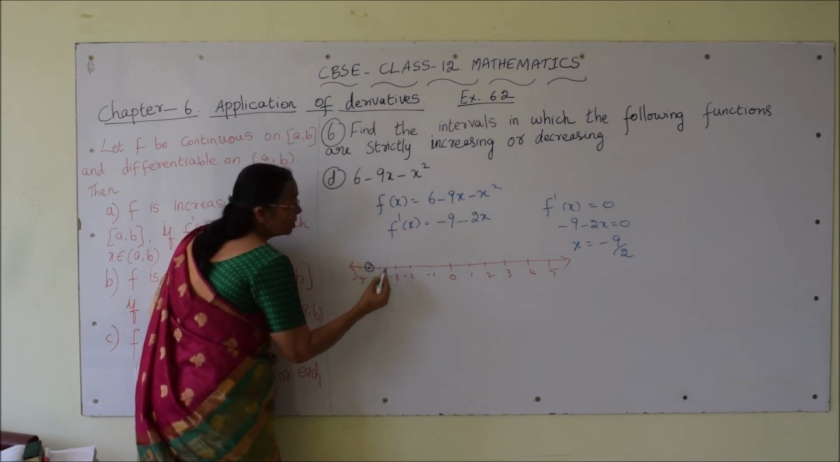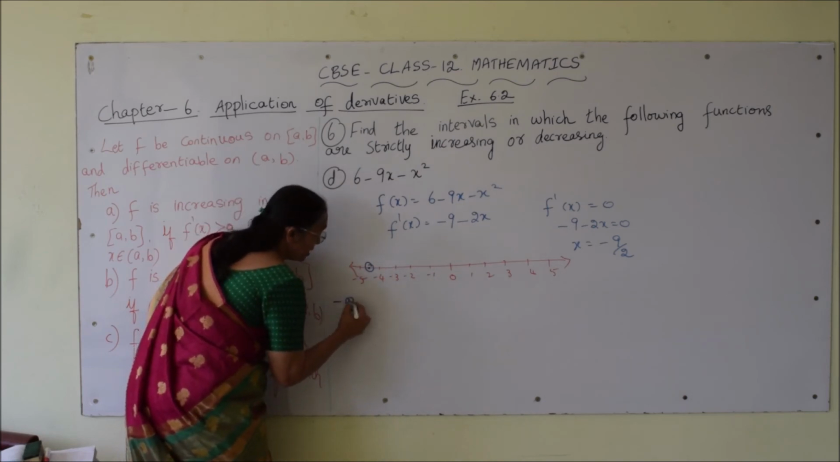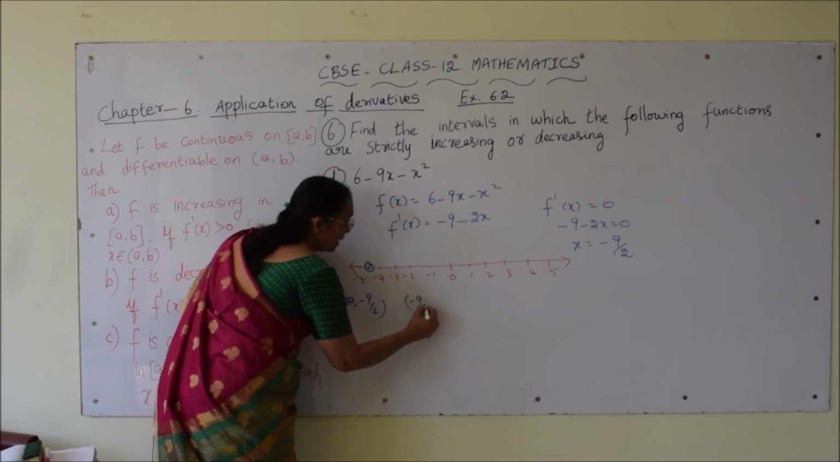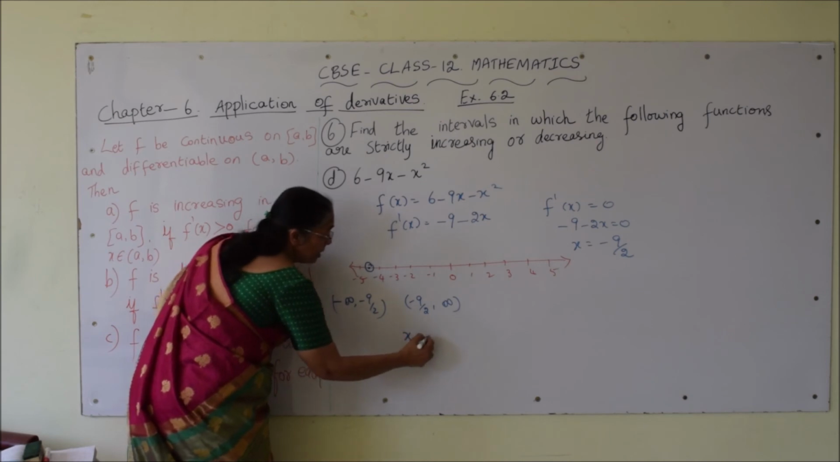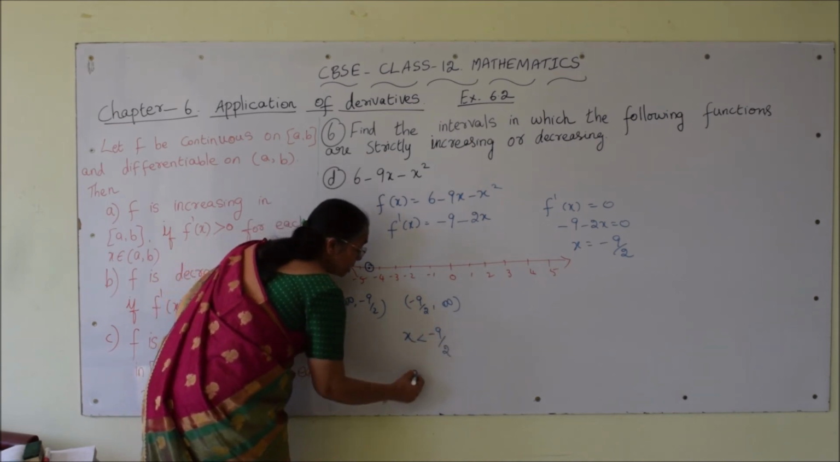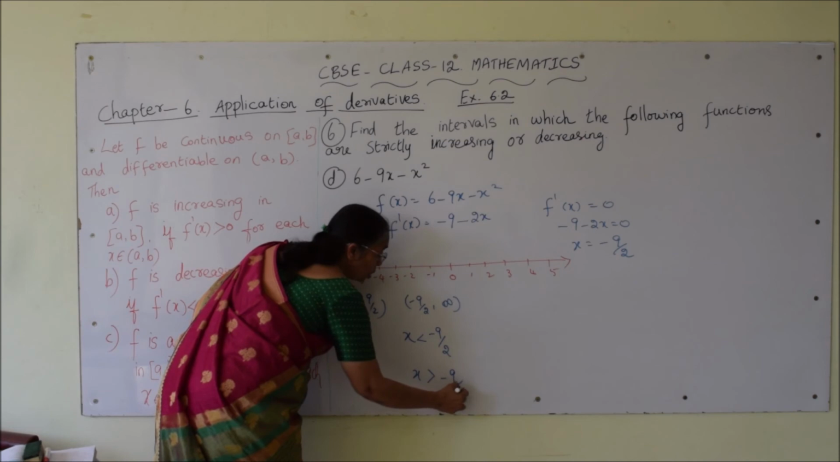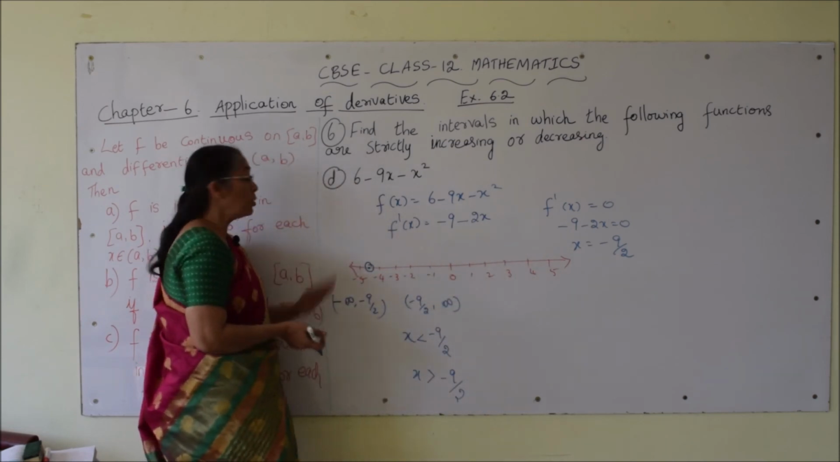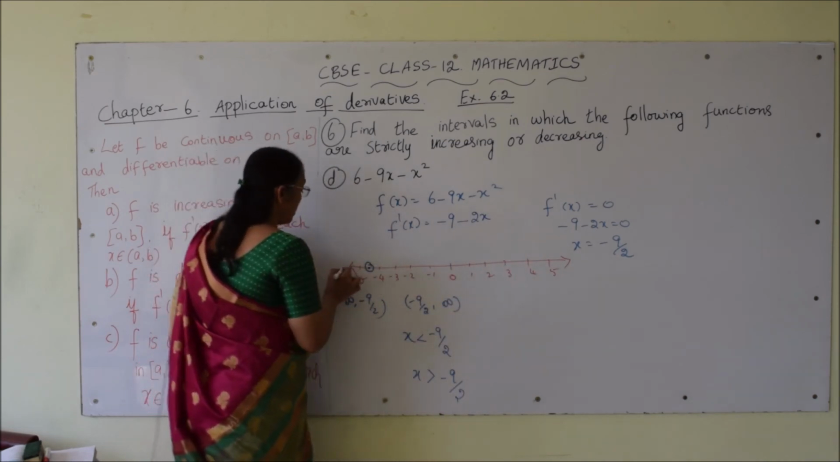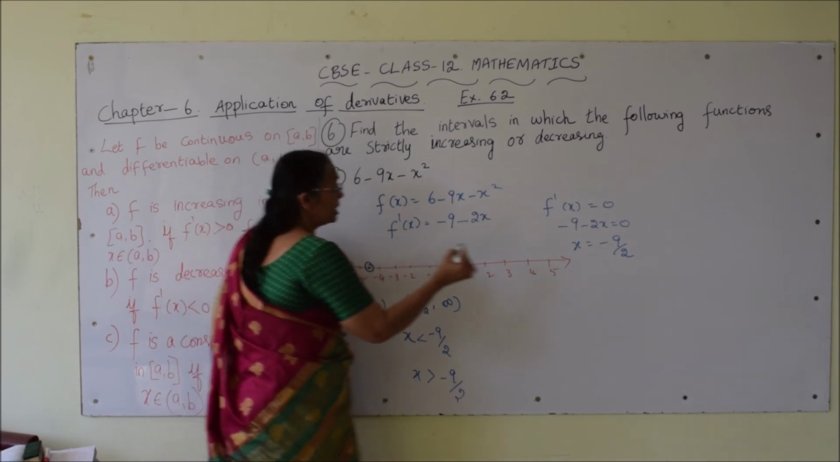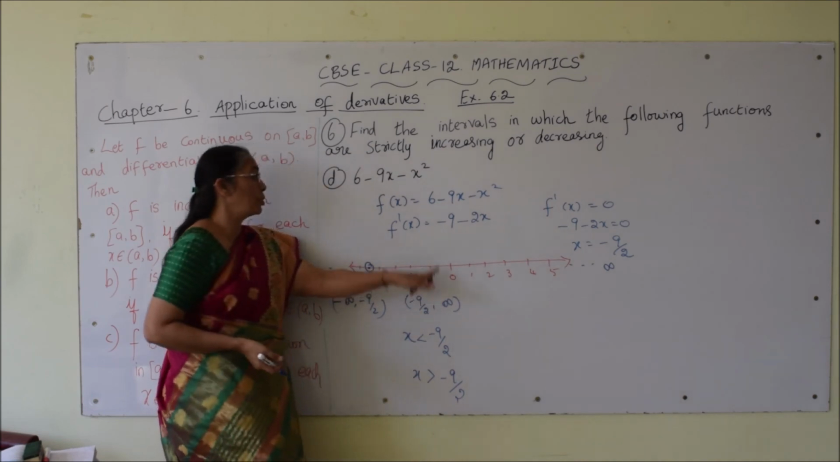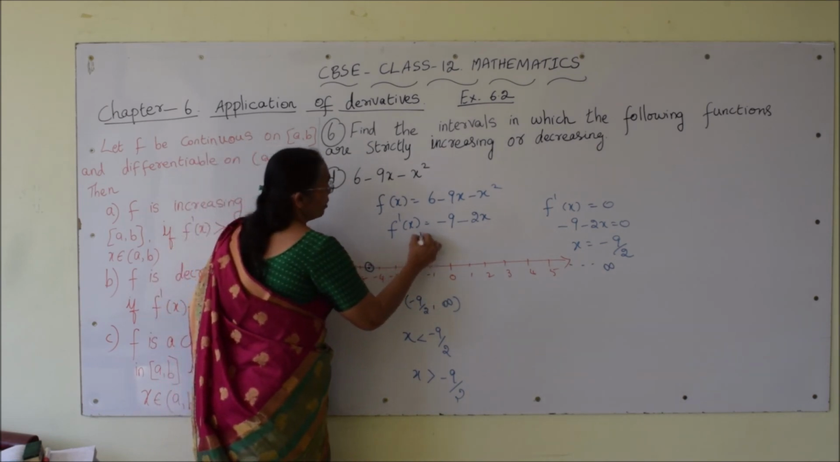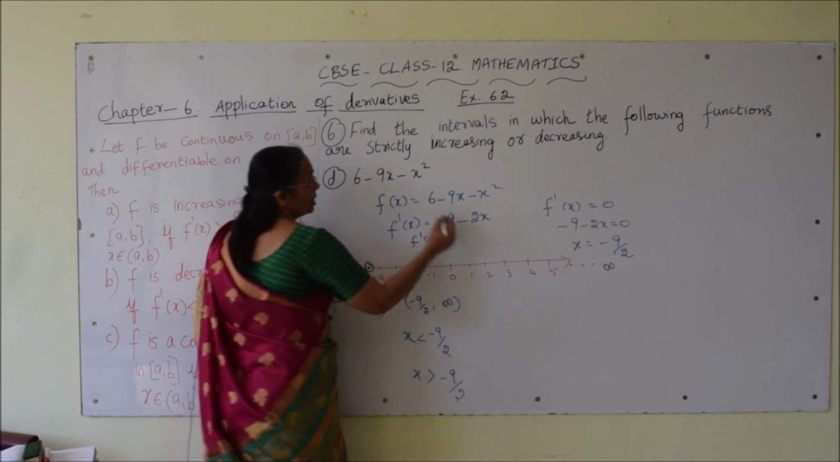So, we have to check. The interval is divided into minus infinity comma minus 9 by 2 or minus 9 by 2 comma positive infinity, or x is less than minus 9 by 2 and x is greater than minus 9 by 2. So, the whole real number system is divided into two parts. This is up to negative infinity and here it is up to positive infinity. So, we will take origin, substitute and see in f dash of x. So, f dash of 0 is coming as negative 9.